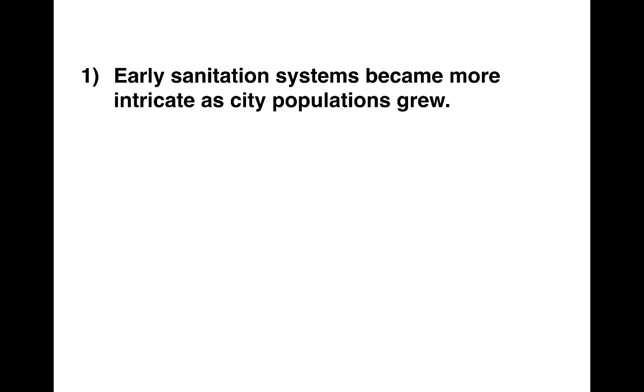Next, what do we do? Well, we go straight to the first question. We don't waste time reading the passage. The first question is this: early sanitation systems became more intricate as city populations grew. So, true, false, or not given. That's what we have to decide. I'm going to underline some keywords first. As you can see, most of them are keywords in this case. Early sanitation systems, more intricate, city populations grew.